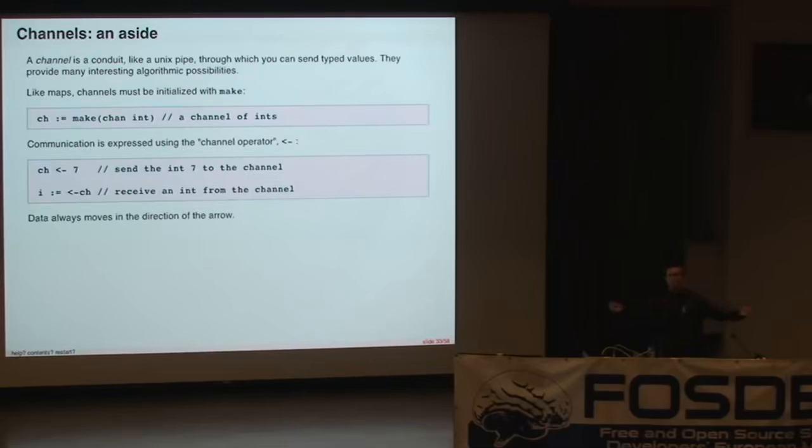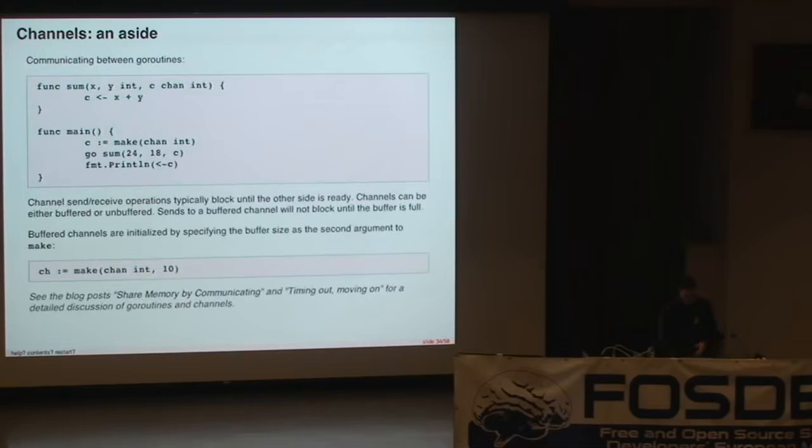You create a channel and then give it to two ends of some communication in separate goroutines, and then they can send things down the pipe, down the channel, to each other. Like maps, channels are initialized with the make function. So to make a channel of integers, I call make chan int. And so ch in this case is a new channel of integers. Then communication is expressed using the channel operator, which is a less-than dash, like a little arrow. To send the integer 7 down this channel, we do ch <- 7. And then to receive an int from a channel, it's kind of the reverse. We receive a value from ch and then store it in i. The data always travels in the direction of the arrow, so that makes sense.